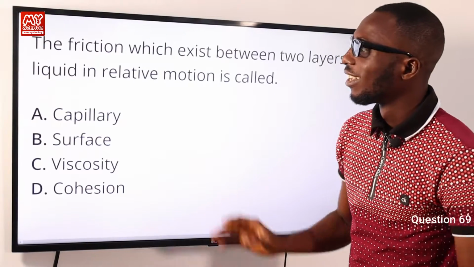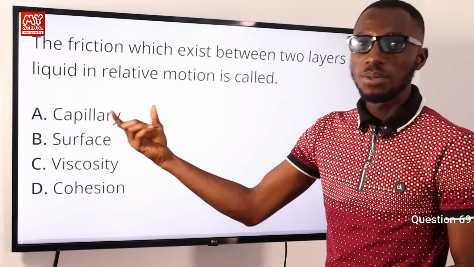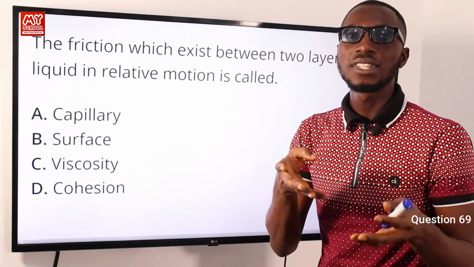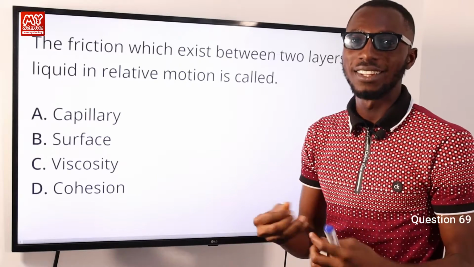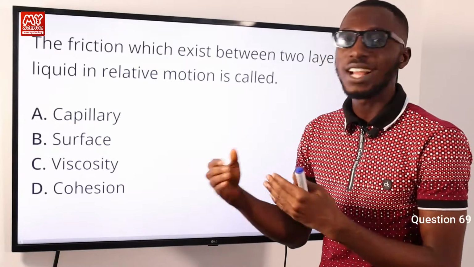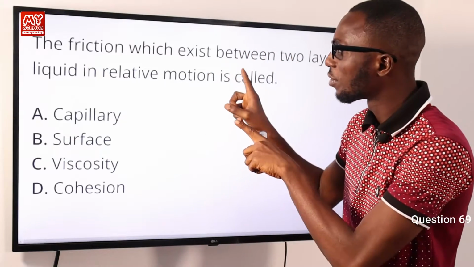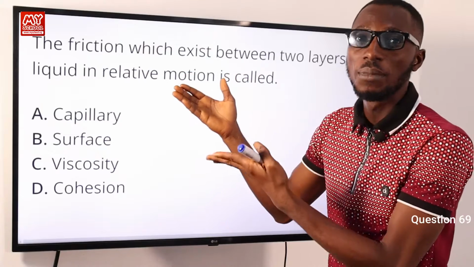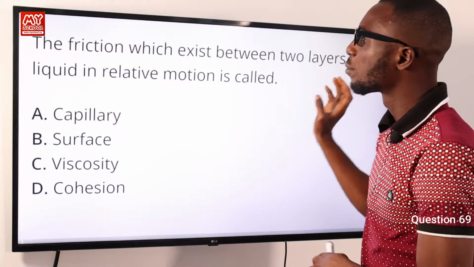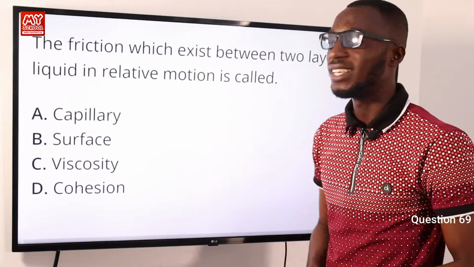Number 69. The friction which exists between two layers of liquid in relative motion, take note of relative motion, is called what? This is viscosity, just like comparing the viscosity of palm oil to that of water when you are pouring them from a bottle, okay? Or you realize that viscosity is actually the opposite of fluidity. So the correct option is viscosity. It is actually the friction which exists between two layers of liquid in relative motion. They are trying to oppose movement. Okay, so option C is very correct.